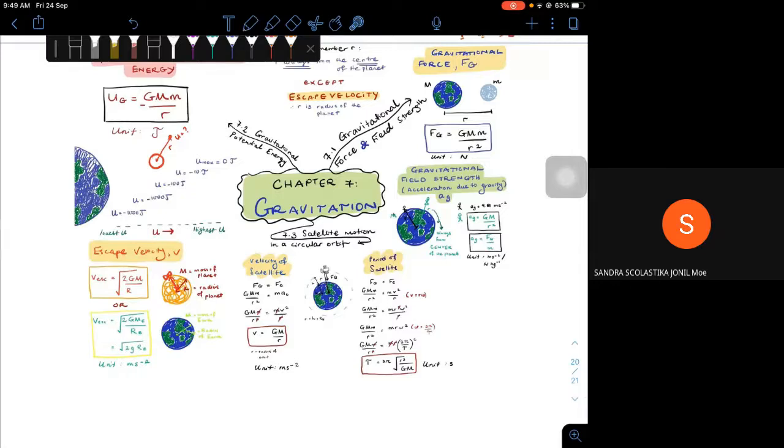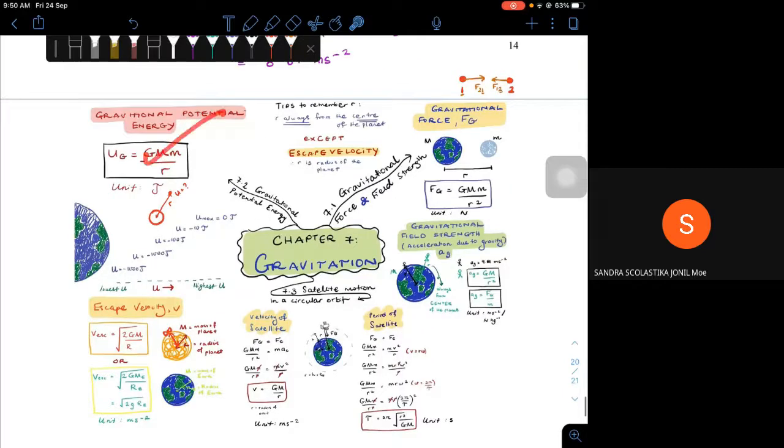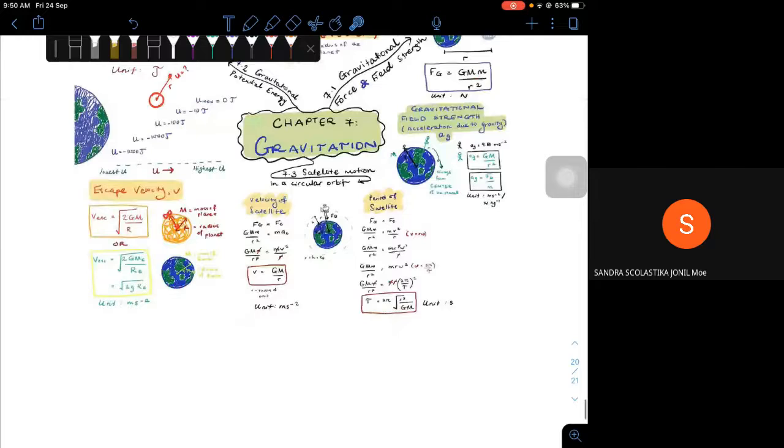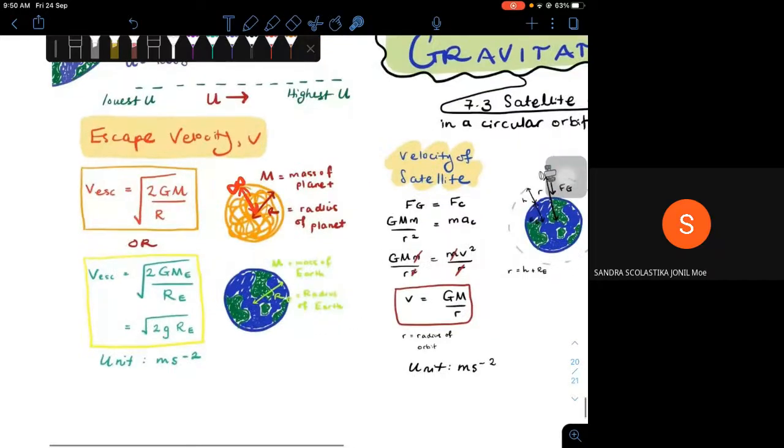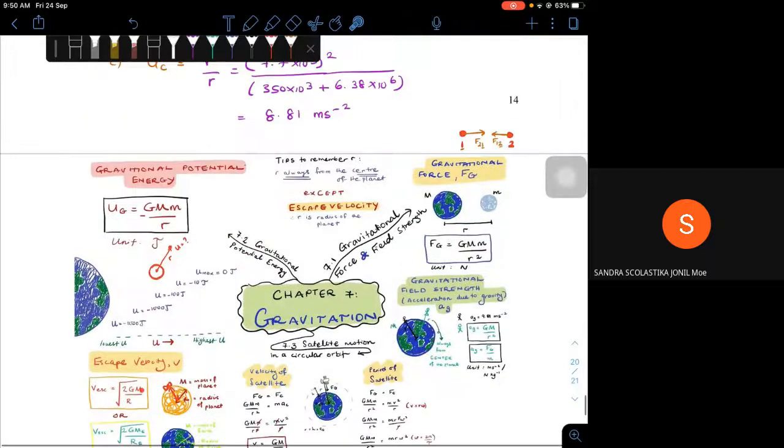Sekejap Miss ulang balik R dia. Ini R antara couple. Ini R from the center, tak kisahlah dia kat sini ke, kat situ ke. Yang ni pun R from the center. Period satellite, velocity satellite pun R from the center. Gravitational potential energy pun R from the center. Tapi Miss nak conclude, escape velocity ni adalah radius of planet. Nak tahu mass of planet ke mass of satellite, tengok huruf besar huruf kecil. Miss ada tulis tips to remember R: R always from the center of the planet except escape velocity because R is the radius of the planet.